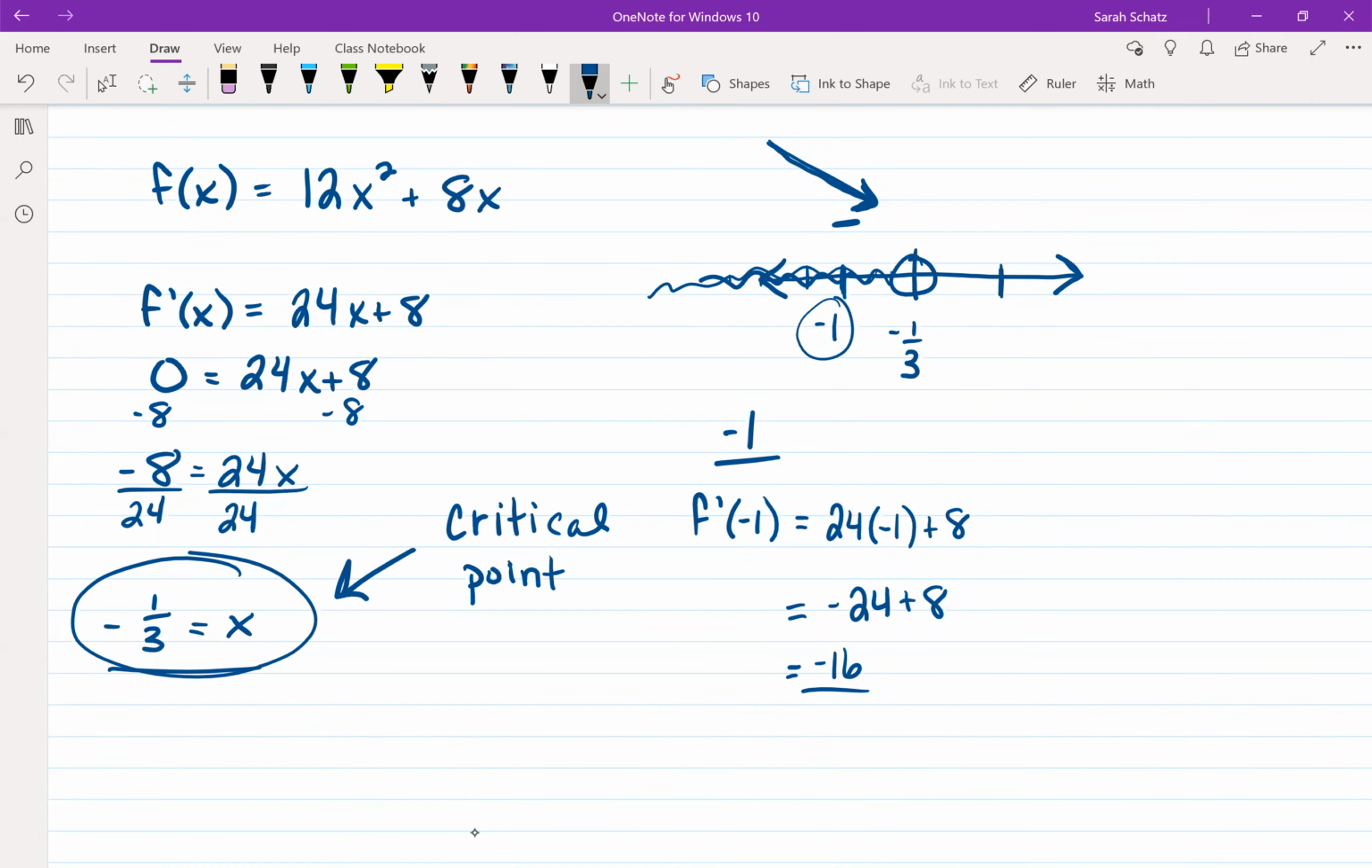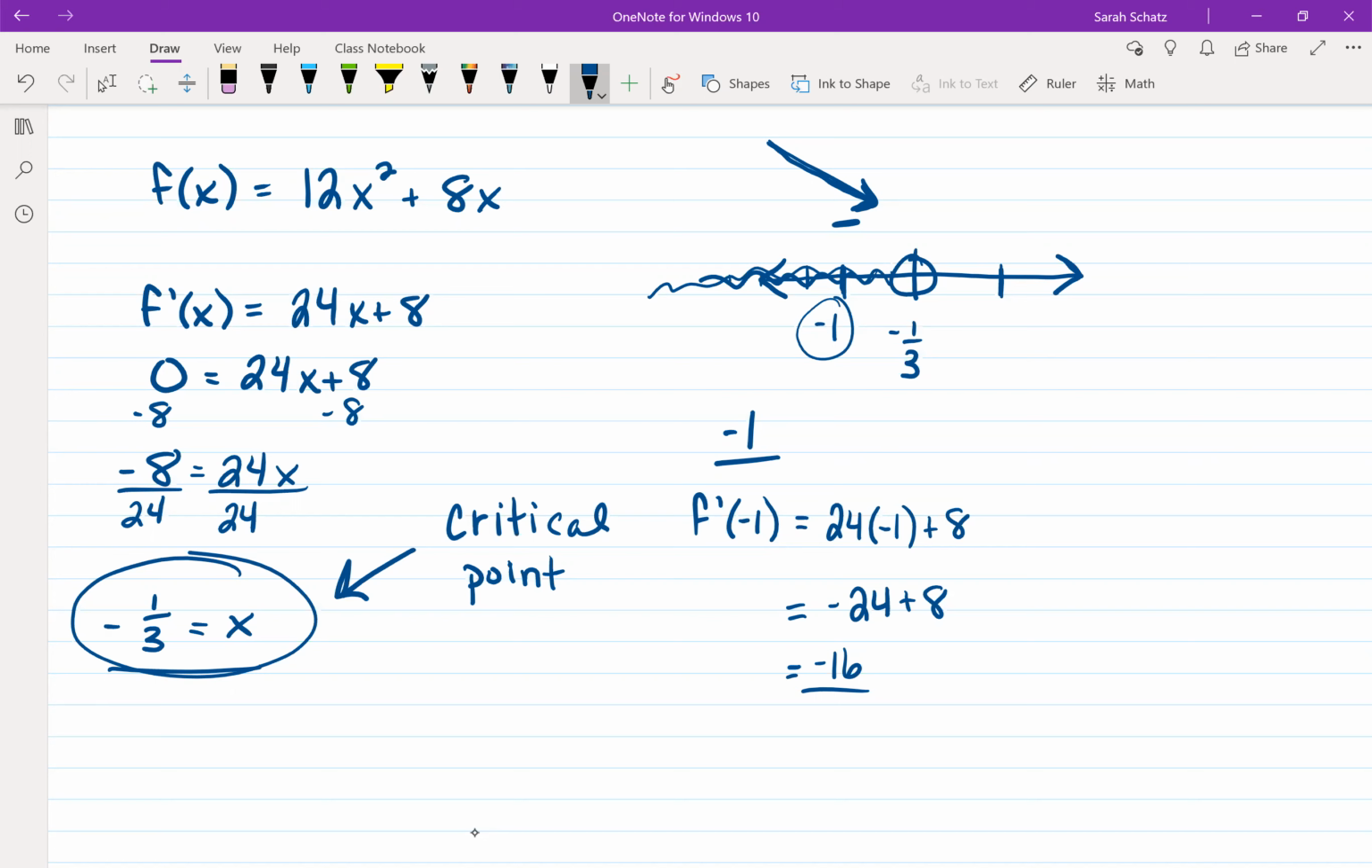I'm just going to warn you that there are some graphs that go through critical points that decrease, hit a critical point, and then keep decreasing. It sounds weird, but it's a thing that can happen. So I want you to test all your intervals.